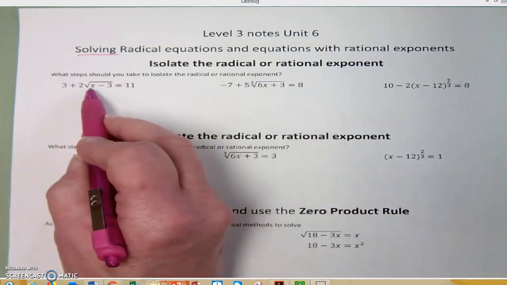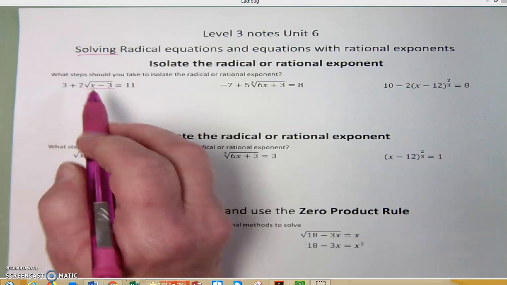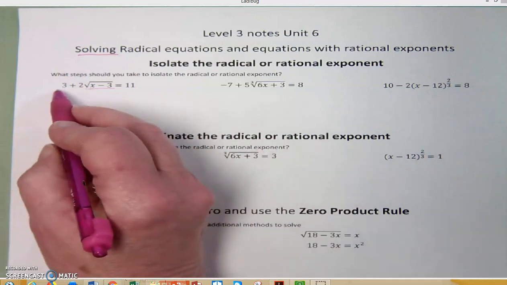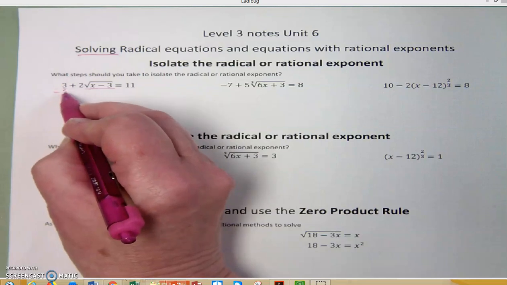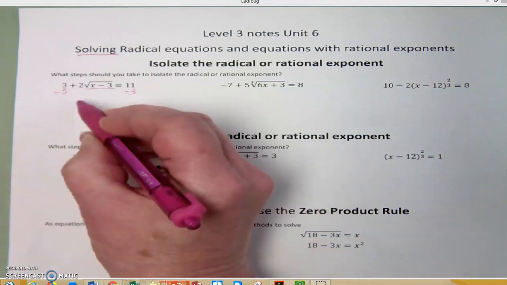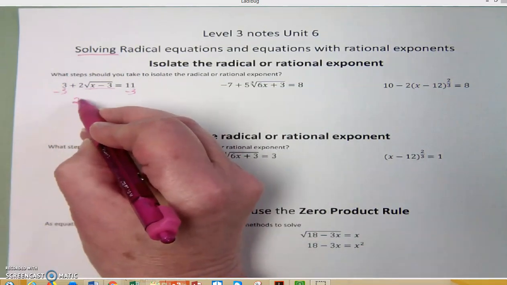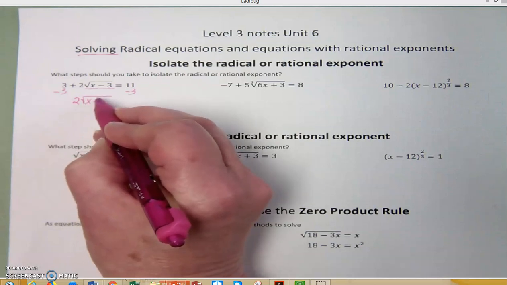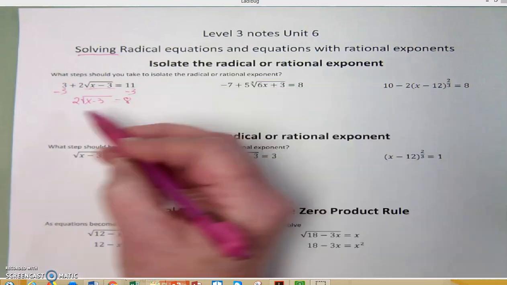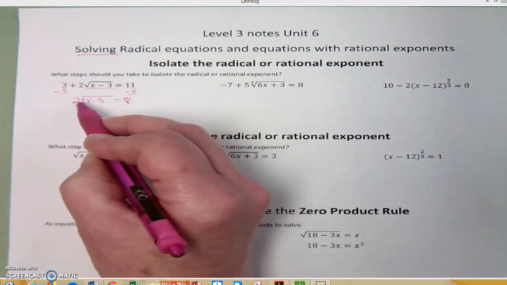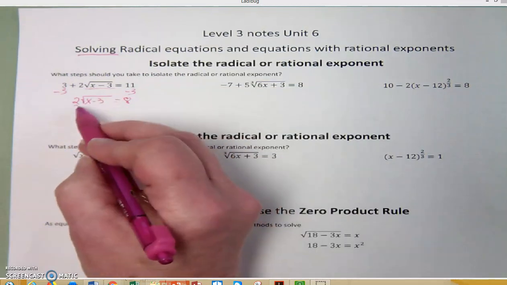First thing, I need to isolate this right here, what's under the radical. This is a positive 3, so I'm going to subtract 3 from both sides. Then over here on the left, I'm left with 2 times the square root of x minus 3 equals 8. I still don't have it isolated. I have this 2. This means 2 times the square root of x minus 3.